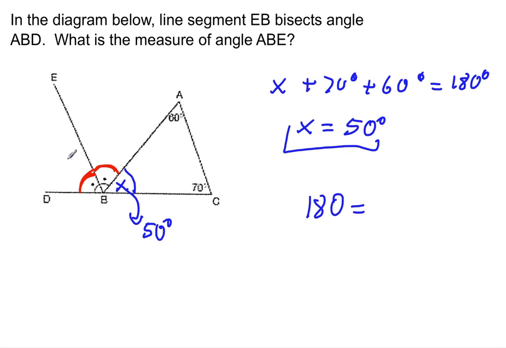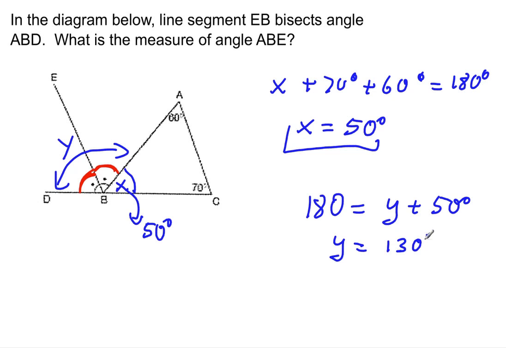So let's call the big angle right here y. So y plus 50 is 180. So the large angle y would measure 130 degrees. And then you have to divide it by 2 because this is bisected. So y over 2, which is half of it, is equal to 65 degrees.